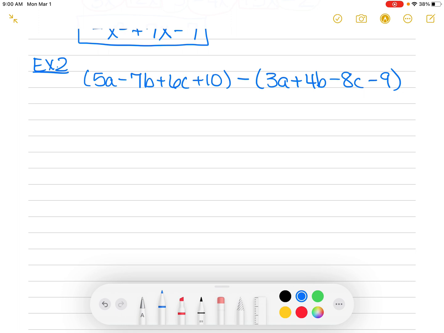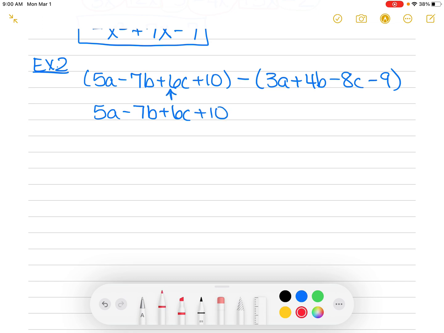Okay, now you should be back. I'm going to do this one by writing one on top of the other, just in case there's some kids out there who like to do it that way. So I have 5a minus 7b plus 6c plus 10. So I just rewrote this.